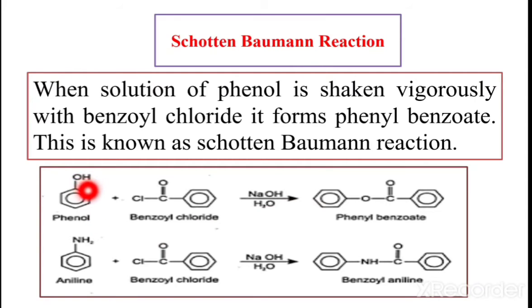On this OH, the NaOH will attack this proton first, and we get the phenoxide ion. This O minus attacks on the carbonyl with departure of chlorine, and we get phenyl benzoate. In the next case, instead of phenol, sometimes we use aniline plus benzoyl chloride. The nitrogen carrying the lone pair attacks the carbonyl with removal of chlorine, and we get benzoyl aniline. This is the simple Schotten-Baumann reaction.